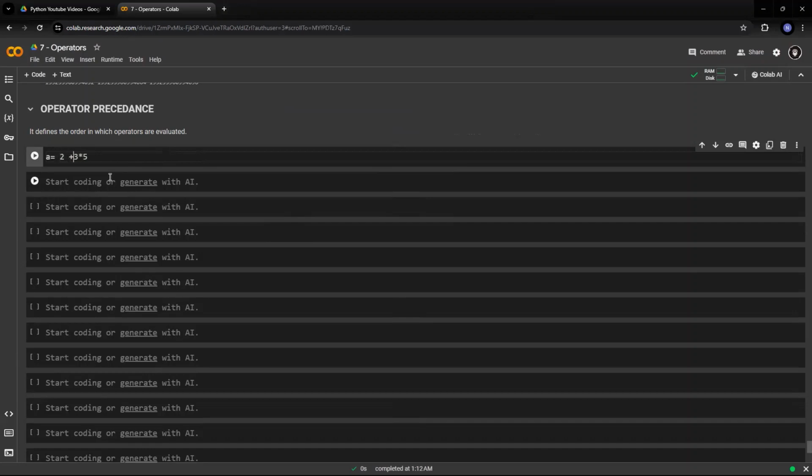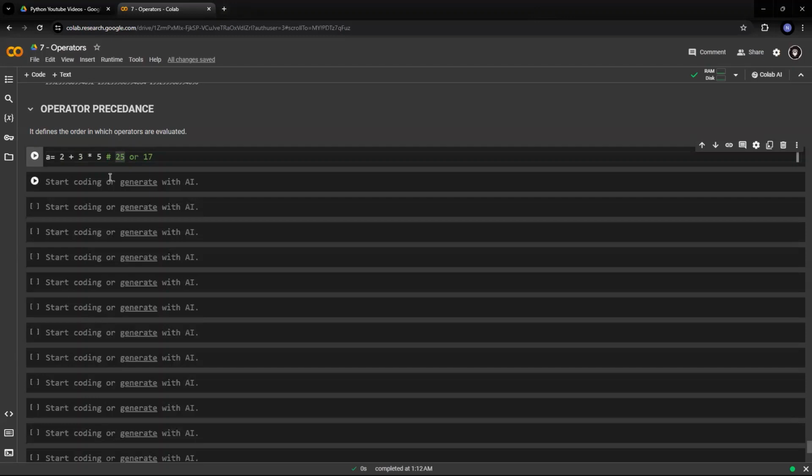Now, if we try to understand this, usually you will get an answer: 2 plus 3 equals 5, and 5 into 5 is 25. So 25 would be my ideal answer. However, if I consider order of precedence, then it will multiply 3 by 5, which is 15, and add 2. So the answer is 25 or 17. That would be a concern.